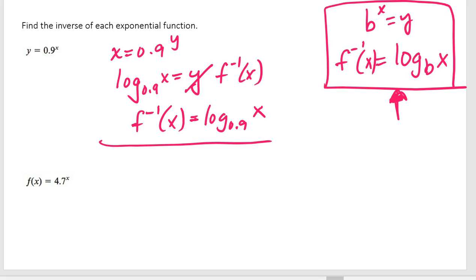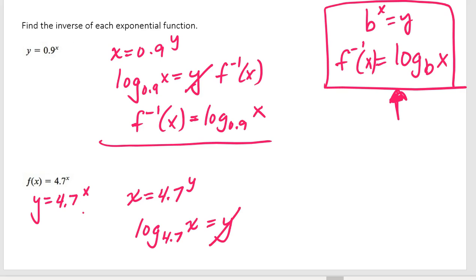So if I were to rewrite this, I'd write this as y is equal to 4.7 to the x. If I wanted to find the inverse, I'm going to swap my x and my y. And I'm going to rewrite it as a log. So log base 4.7 of x is equal to y. And then I'm going to change out the y for the inverse of x.